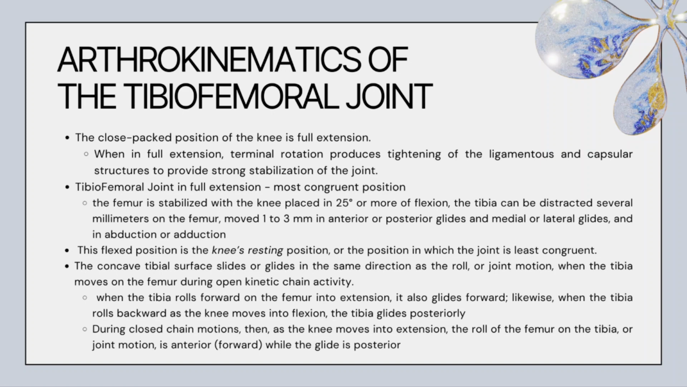During closed chain motion, as the knee moves into extension, the roll of the femur on the tibia or joint motion is forward while the glide is posterior. The reverse direction of movements of the roll and glide occurs when the weight-bearing knee moves into flexion. The roll of the femur is posterior and the glide is anterior. So, in closed chain motion, when the knee extends, the roll of the femur on the tibia is forward, while the glide is backward.